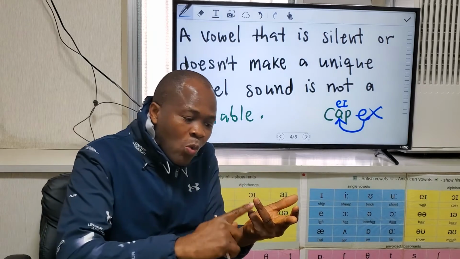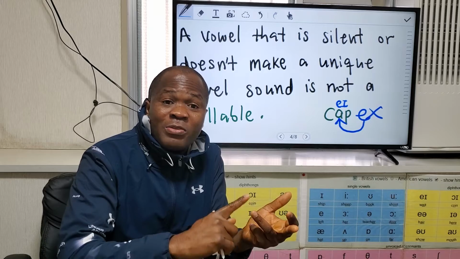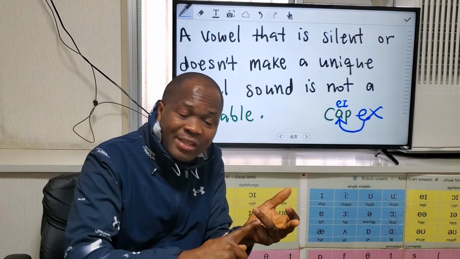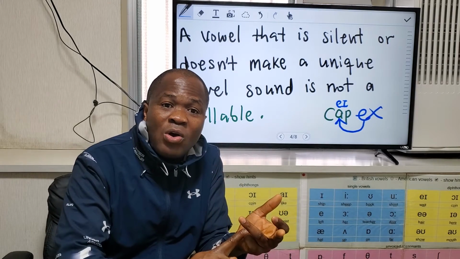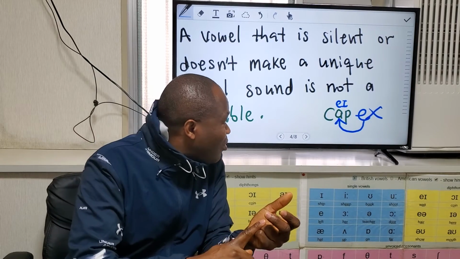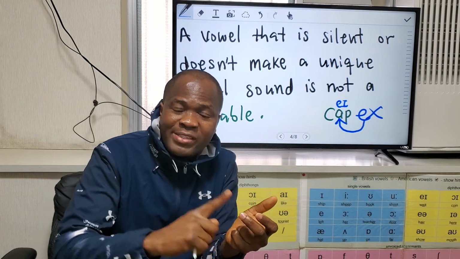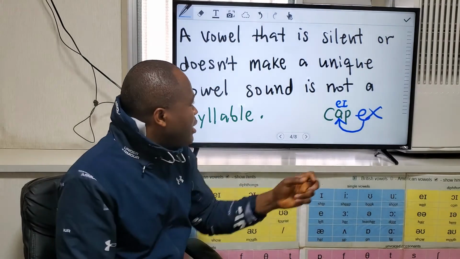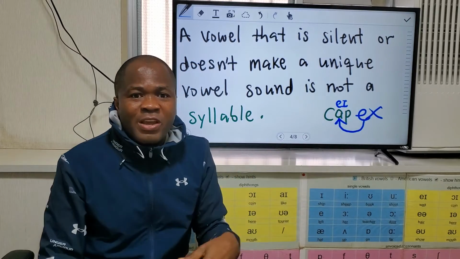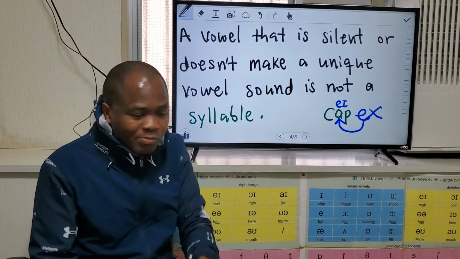Why? Because one of the distinctions, one of the characteristics of a syllable, is that a syllable should have a unique sound. Two, a syllable is a vowel. There is an active vowel. A syllable is an active vowel. Therefore, E isn't an active vowel. Therefore, it is not a syllable. Let's move on.